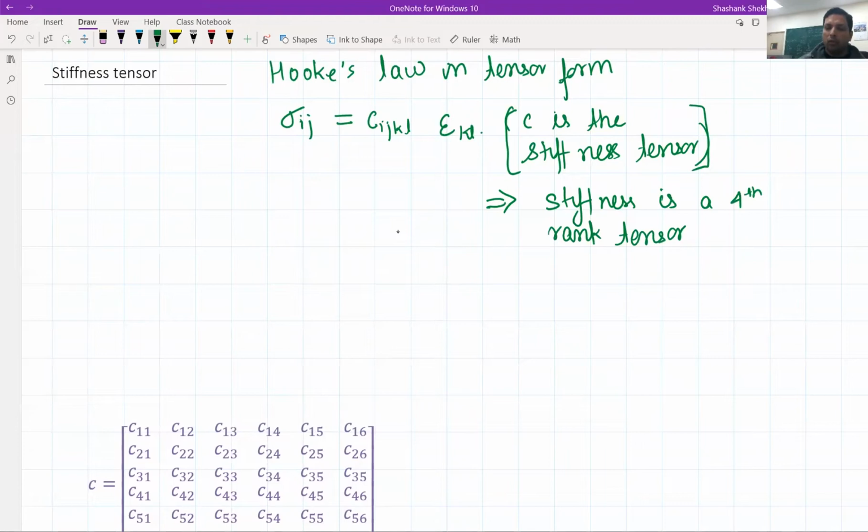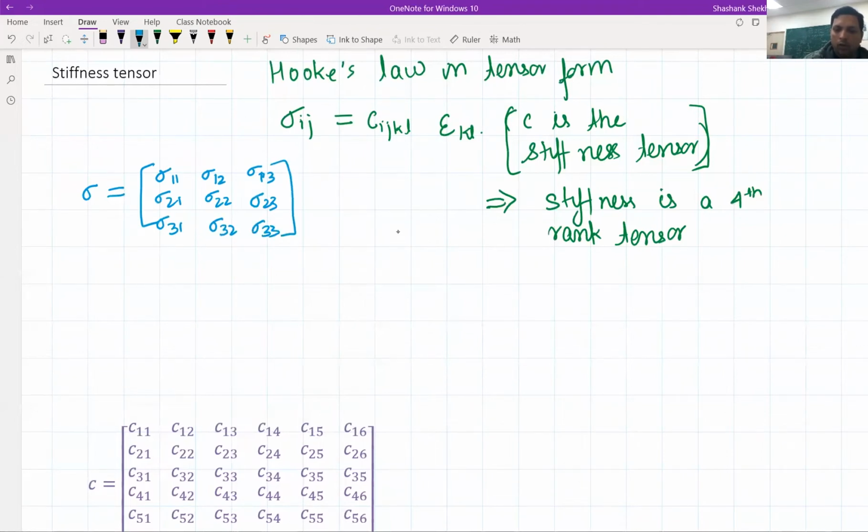But then you would also remember that we have the simplification for the sigma, or if we have for the strain, then we have something like this.